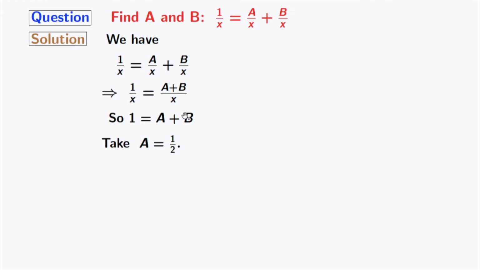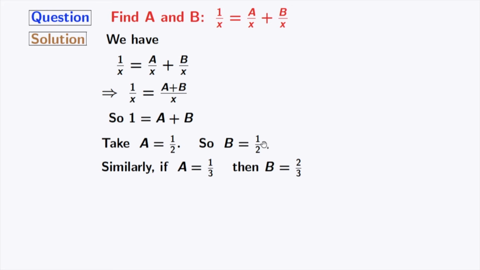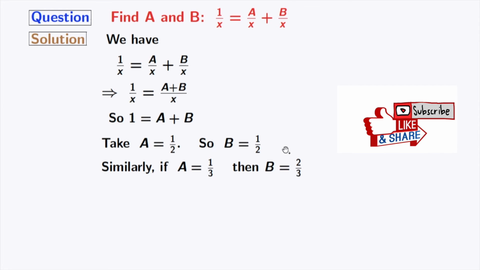For example, if we take a = 1/2, then from this equation b should be 1/2. This is one set of a and b. Similarly, if we take a = 1/3, then to satisfy this equation, b should be 2/3. This is another set of a and b.